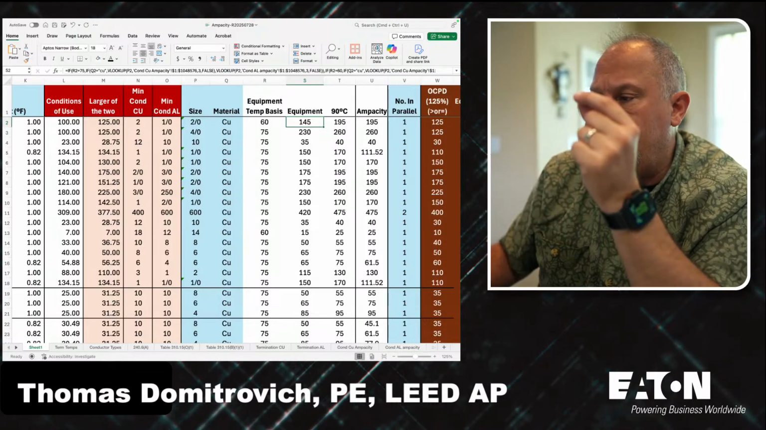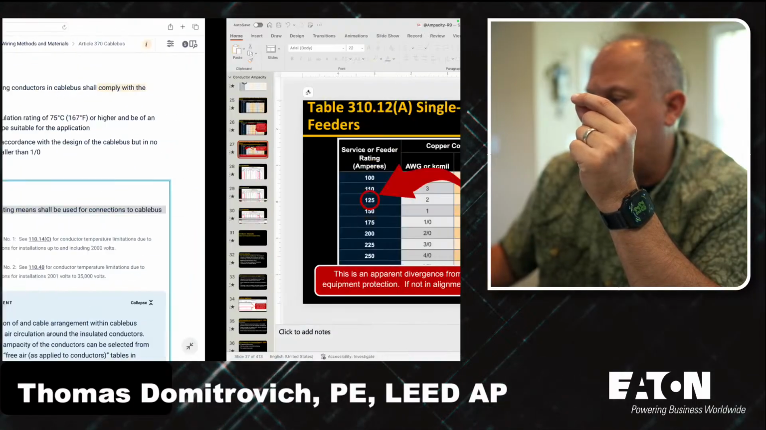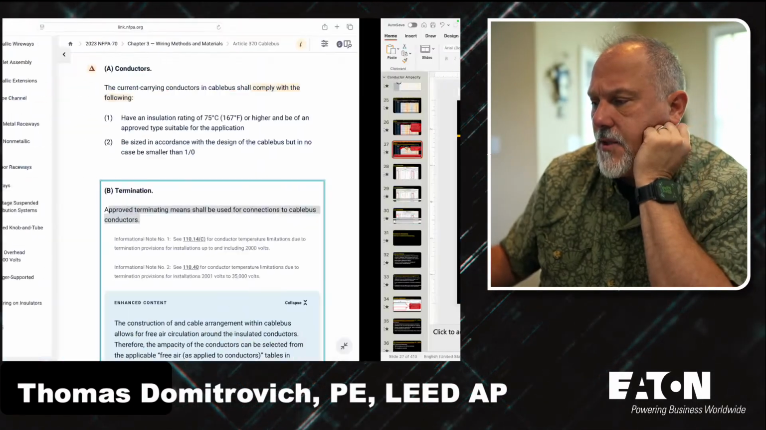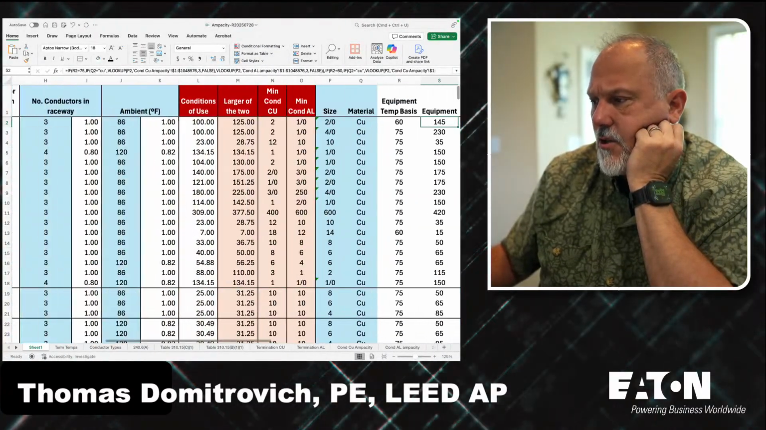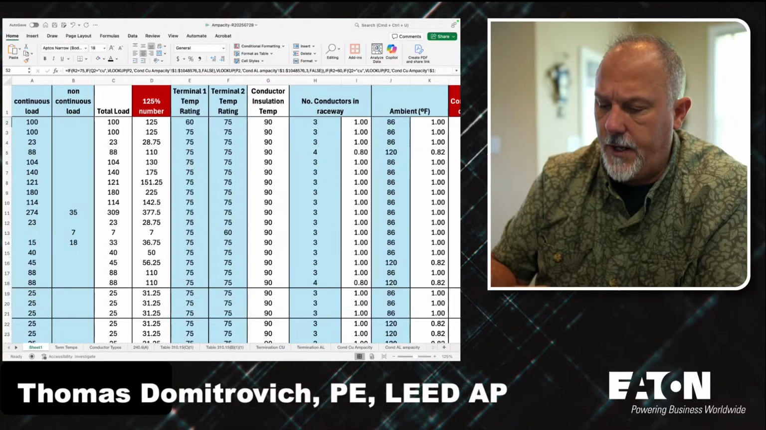And what was our number? We have 125 amps. So let's do this. 125 amps. What is 0.8?